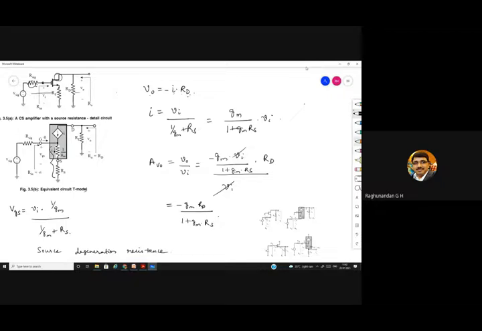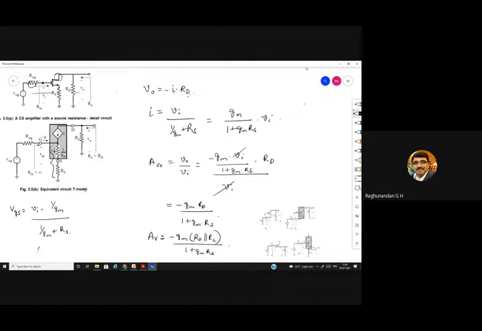So coming to one more equation, that is terminal voltage gain. The only addition we are going to consider is load resistance. Remember, terminal voltage gain will have load resistance along with it. So the same thing: minus gm into RD parallel RL, divided by 1 plus gm into RS.